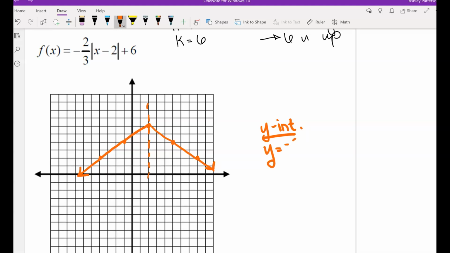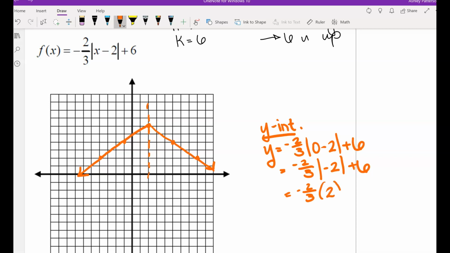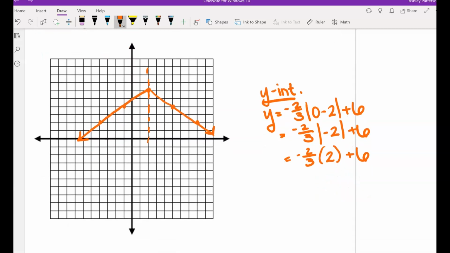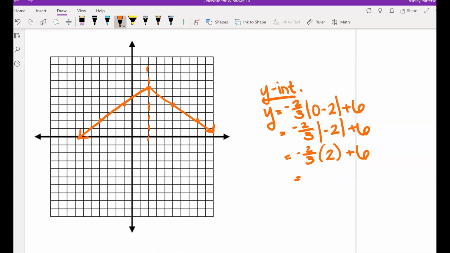y is equal to negative 2/3 times the absolute value of 0 minus 2 plus 6. Keep going. Negative 2/3. Inside the absolute value bars is 0 minus 2, which is negative 2, plus 6. Absolute value represents the distance that a number is from 0 on the number line. So the absolute value of negative 2, distance is always positive, so it's 2 plus 6. Keep going. Multiply fractions, so 2/3 times 2, still keep the negative. We get negative 4/3 plus 6.